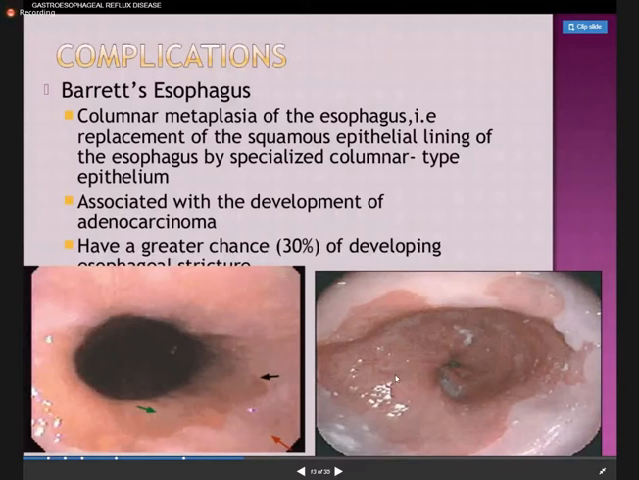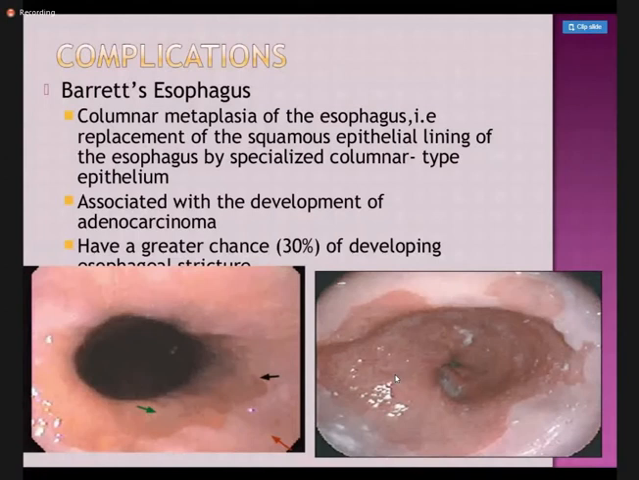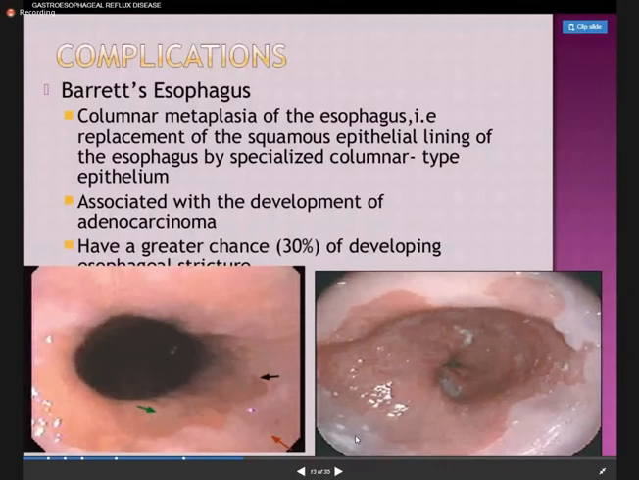So what is Barrett's esophagus? It is the columnar metaplasia of the esophagus, that is, the replacement of the squamous epithelial lining of the esophagus by specialized columnar type epithelium. And it is associated with the development of adenocarcinoma. And they have got a greater chance of developing esophageal stricture.